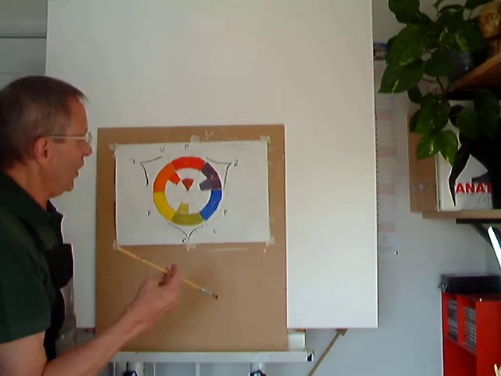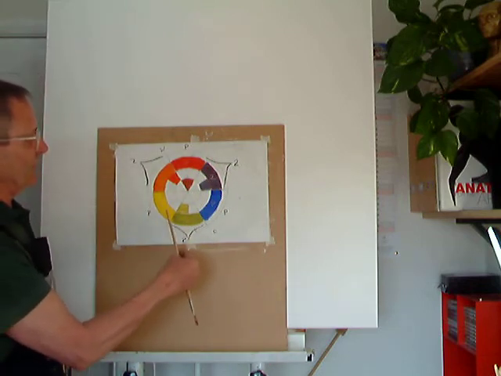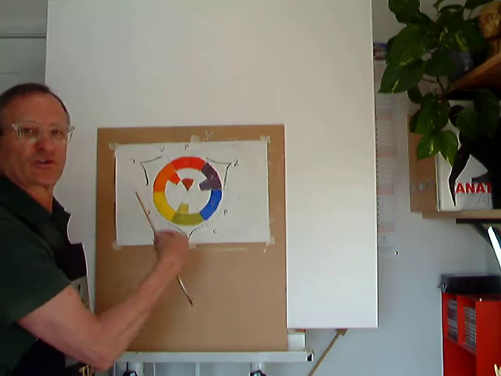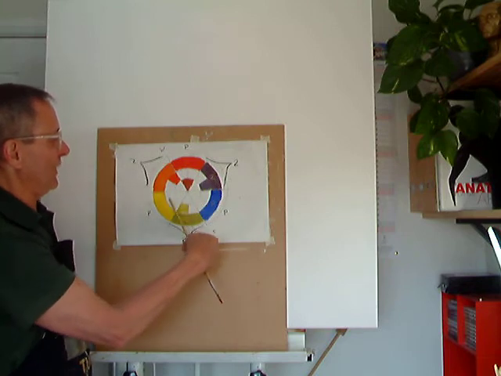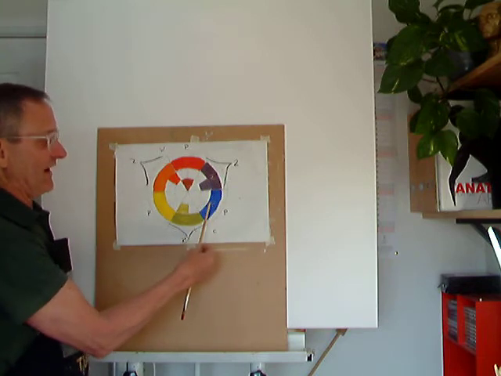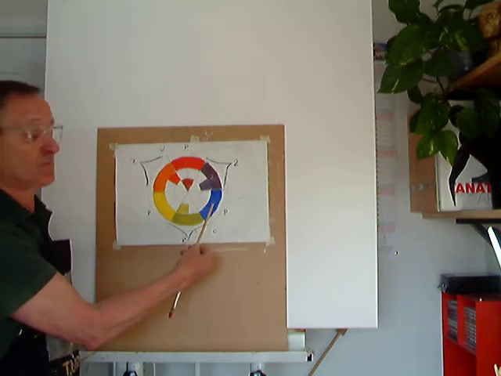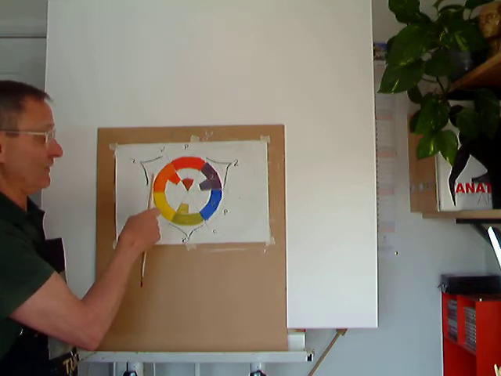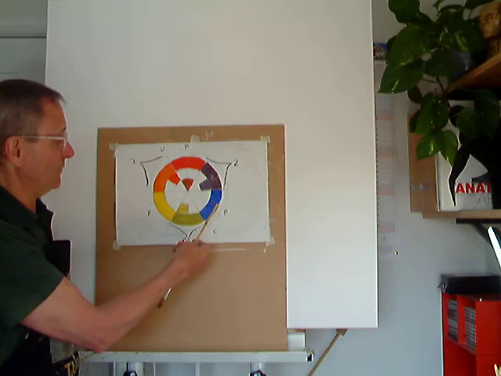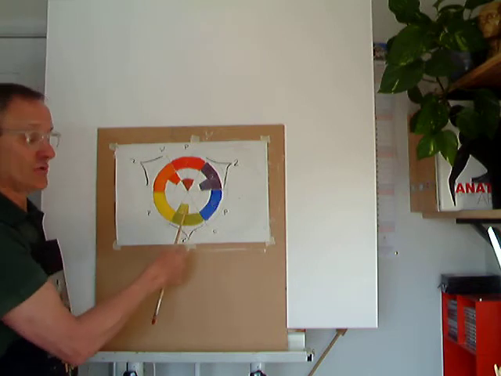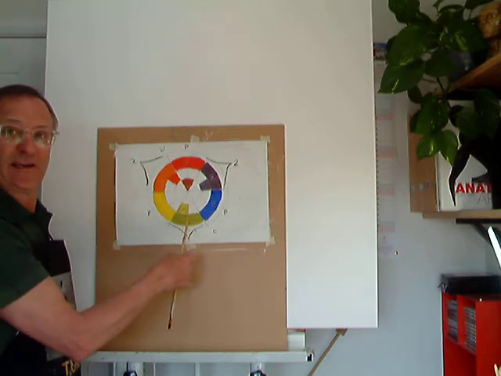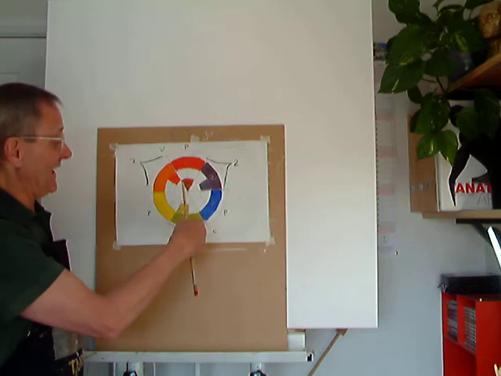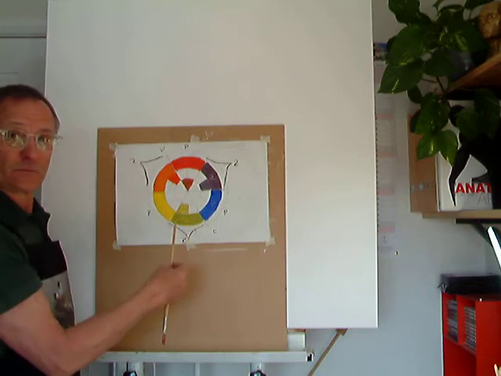And that goes also with the others. So if I've got a purple and I want to desaturate it, make it less purple, I add the yellow. If I've got a blue, I want to make it less blue, I add the orange. If I want to make an orange less orange, I add the blue, and vice versa with the red and the green. If I've got a green, I want to make it less green, I add red.